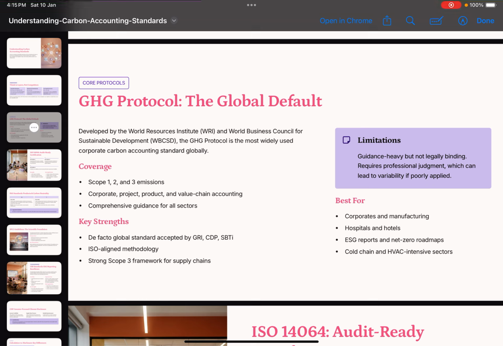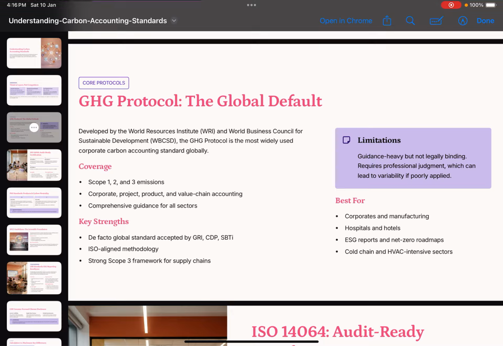GH stands for greenhouse, and the second G is for gas. So the greenhouse gas protocol is a protocol developed by the World Resources Institute, WRI, and this is the most widely used carbon accounting standard globally. It covers all three types of emissions: scope 1, scope 2, and scope 3 emissions.